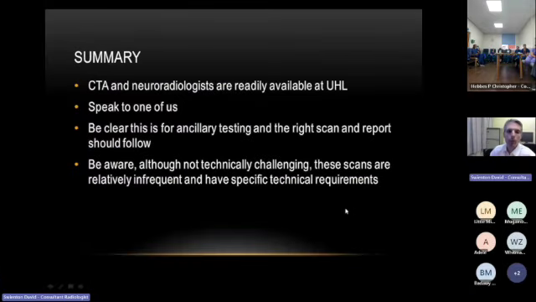So those are the two cases we've got, more or less out of the three that I'm aware of. So I said, not a particularly common investigation. I'll just finish by saying, CTA and neuroradiologists are, believe it or not, readily available at UHL. The most important thing to do is to speak to one of us. Be clear that what you're asking for is an ancillary test, and you should get the right scan and the correct report to follow.